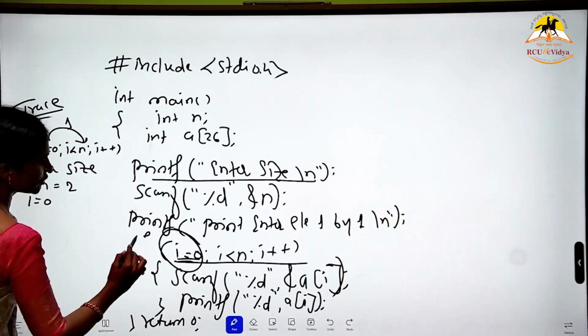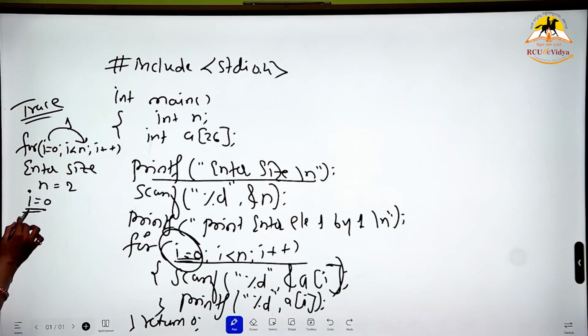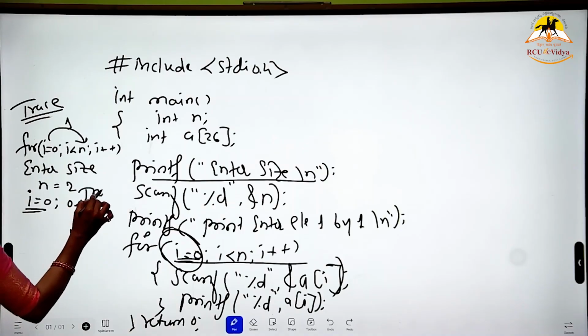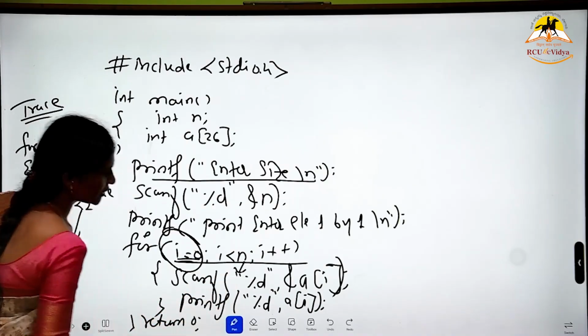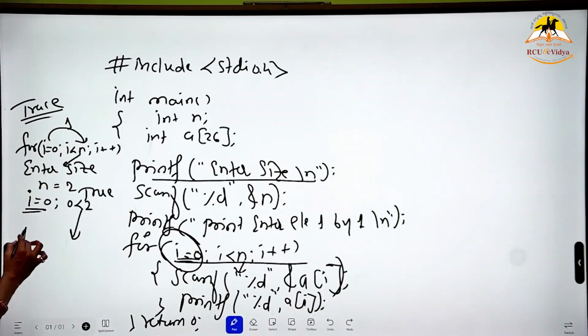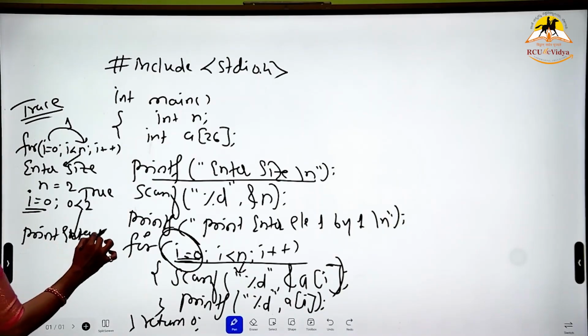How many times will it execute? It executes only once throughout the program execution. So it is initialized, then it will check 0 is less than 2. It is true. So it will enter into the block. First, it will ask to print the elements one by one. It is already asked and printed, the elements one by one.